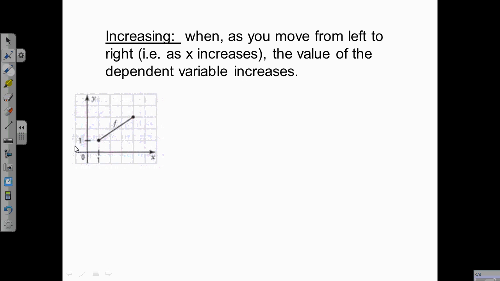So take a look at this function. We're going to go from left to right. Where does it start? It starts right here at 1, and then it increases, increases, increases, and it stops increasing at 4. 1, 2, 3, 4.